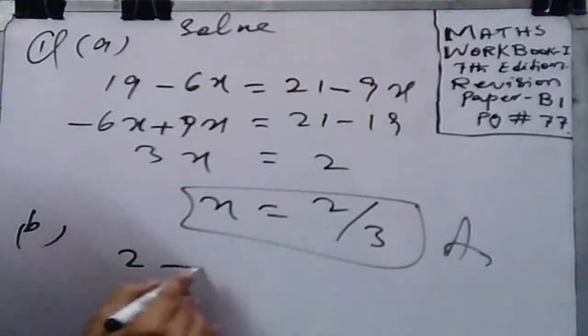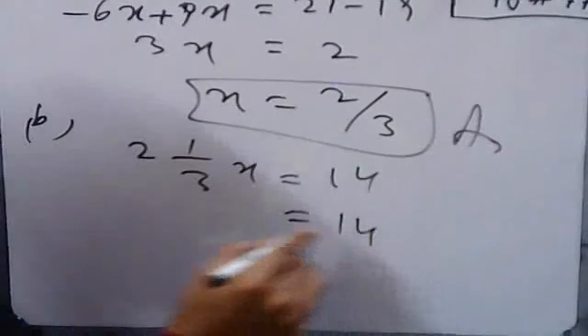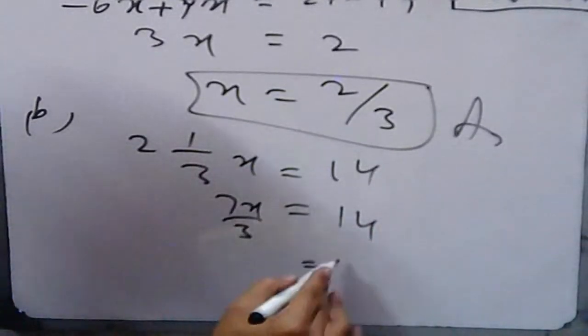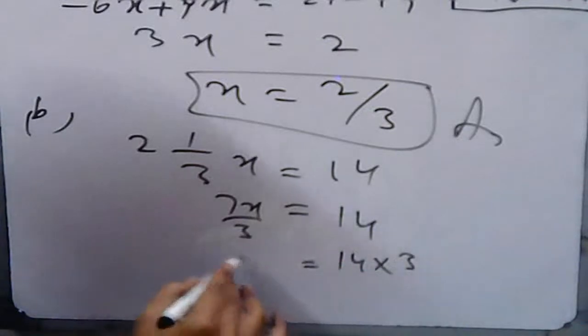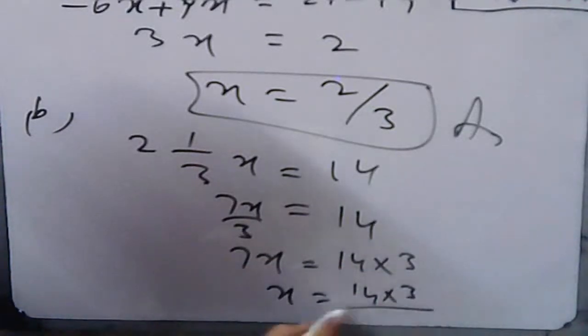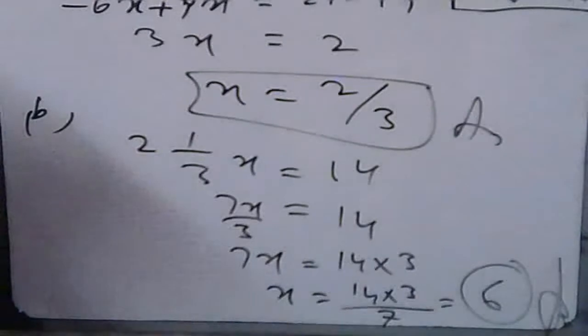Similarly in part B, we have 2 whole 1 by 3 x is equal to 14. So 3 twos are 6, that is 7x by 3. By using cross multiplication, 14 multiplied by 3, because we have to find the value of x, that is 14 multiplied by 3 divided by 7. 7 twos are 14, 3 twos are 6. So after simplification the value of x is 6.